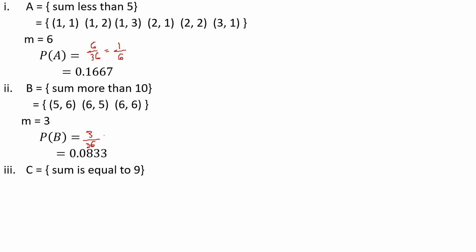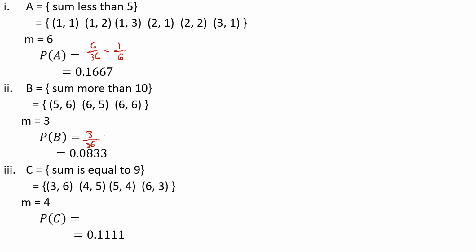Let's see if the sum is equal to 9. The possible outcomes are (3,6), (6,3), (4,5), (5,4). So 4 outcomes. Therefore, probability of C will be equal to 4 divided by 36, or 1 by 9, that is 0.1111.